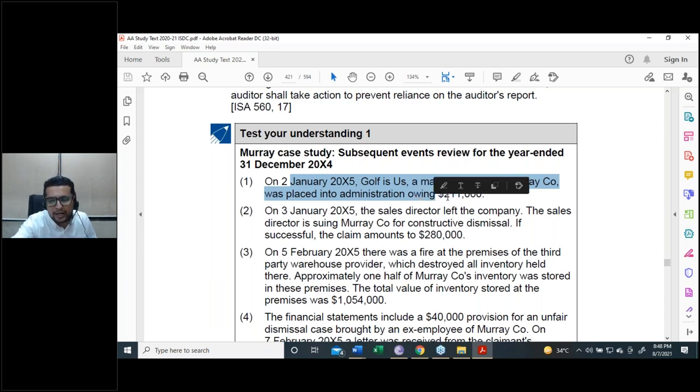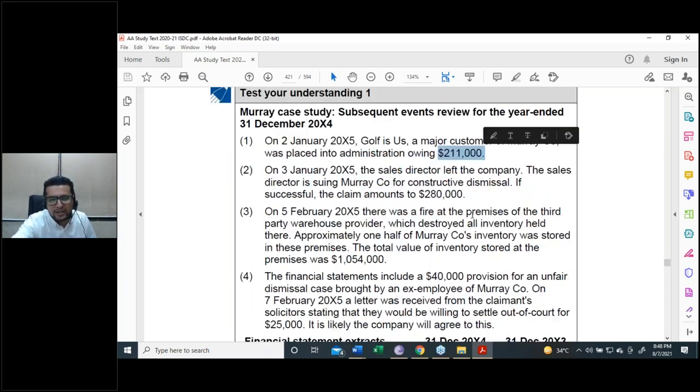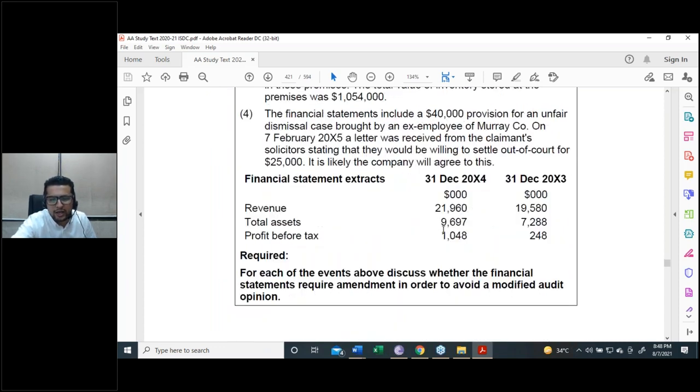Now you have to calculate the materiality. 211,000 divided by the profit, because it needs to be written off as an expense, and 211,000 as a percentage of assets, because it needs to be written off from the assets as well.